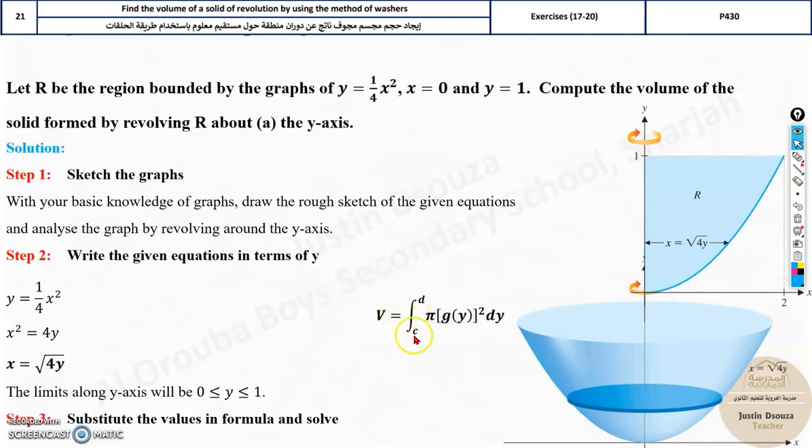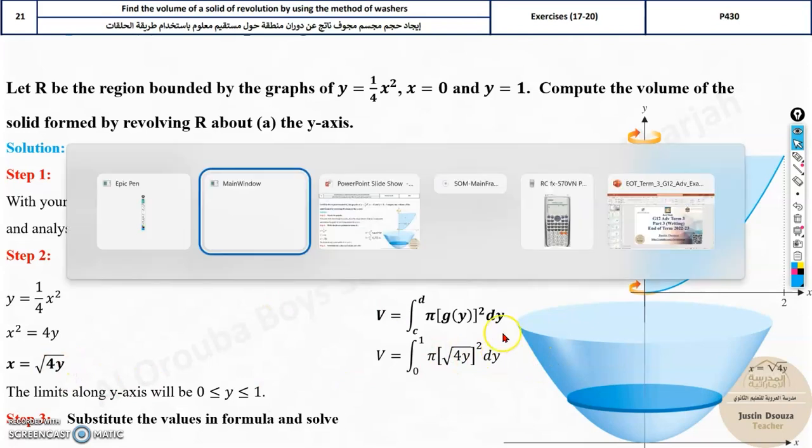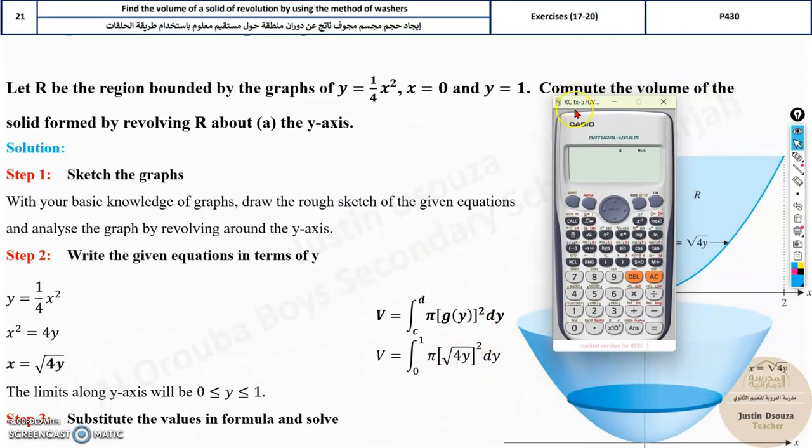This is the formula. Volume is the integral from c to d of pi times radius squared, or over here g of y squared, because we are dealing with it in terms of y. See, this is the thing. So just put this over here. Use the calculator. Let's see. It is integral pi, shift pi, 4y. Okay, I have not put the brackets. Let me write it. The square root of 4y, the whole squared, dy, 0 to 1.